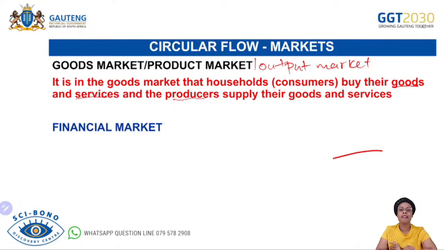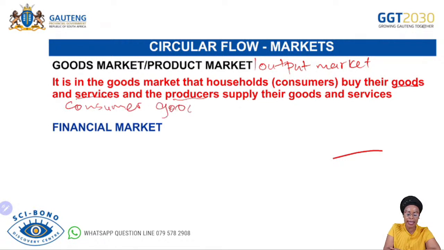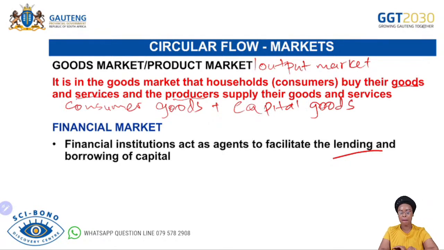We also have the financial market. Before we move to financial market, also remember that in the goods market, that is where we buy what? Consumers buy consumer goods. And then businesses can also buy what? They can buy capital goods. Remember that one. Okay. We have a financial market. Financial institutions act as agents to facilitate lending and borrowing of capital. That is where household, businesses, the government, foreign sector, they can borrow money, and the financial sector can lend money.